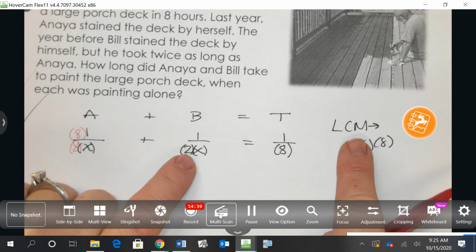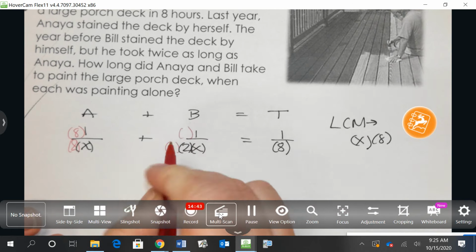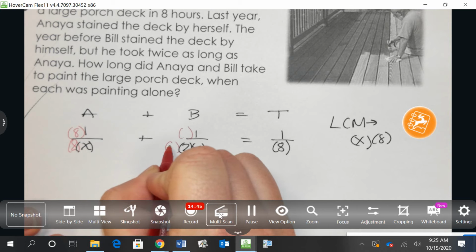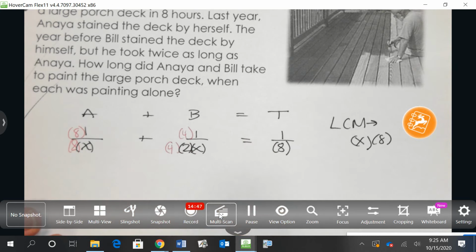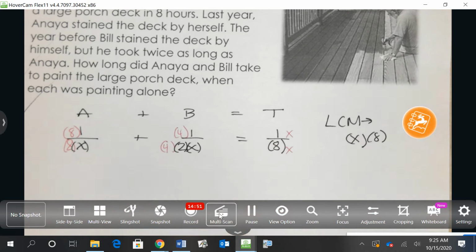We can only bump this up to an 8 by multiplying or dividing. You can't add something. So I'm going to multiply by 4, both top and bottom. This has an 8, it's missing an x. So I've completed step number 1. I've identified the LCM and I've applied it.